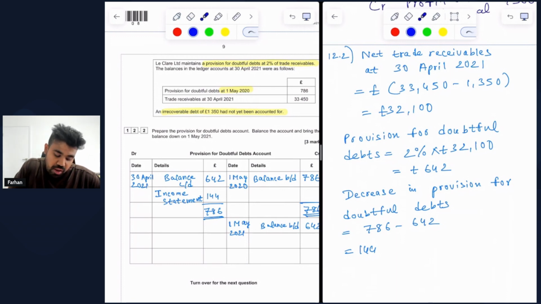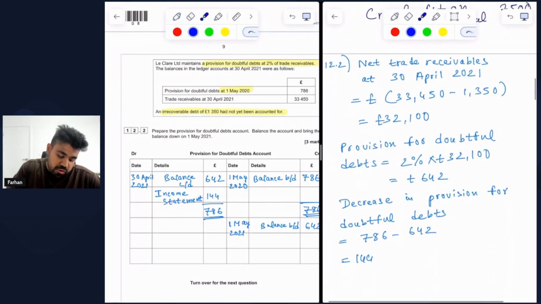The balances in the ledger accounts at 30 April 2021 were as follows. So we are given the opening balance for provision for doubtful debts at 1 May 2020 to be £786. And then we are given the trade receivables at 30 April 2021 to be £33,450. We also know that there is an irrecoverable debt, which is also known as a bad debt, of £1,350 that had not yet been accounted for. Okay, so this means that out of the trade receivables balance that we have been given at 30 April 2021, which is £33,450, we haven't removed the amount that relates to a bad debt.